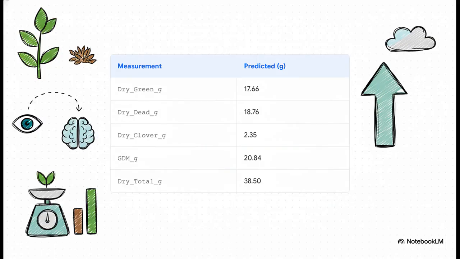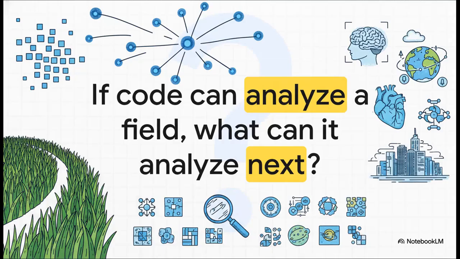For this sample image, the model predicts about 17.5 grams of dry green matter, almost 19 grams of dead matter, and a total dry biomass of 38.5 grams. All of that, just from looking at a picture. We actually did it. We went from a simple photo all the way to a detailed agricultural analysis. So that's the whole journey, from pixels to pasture.